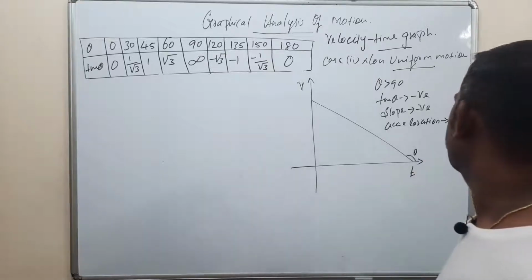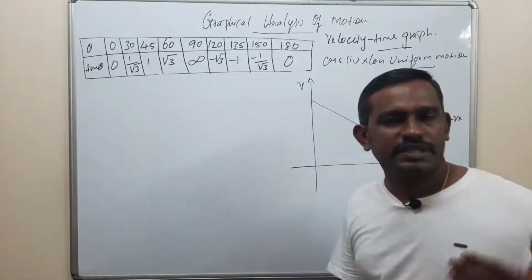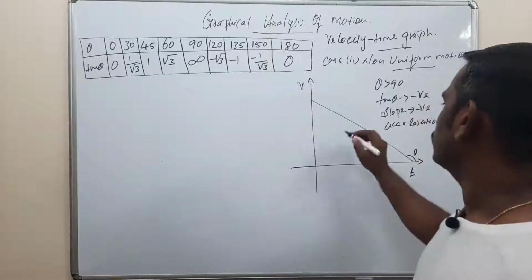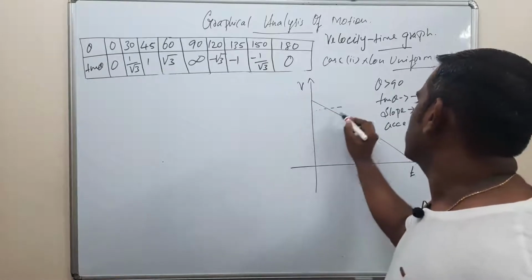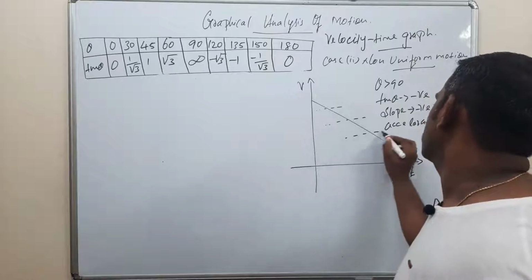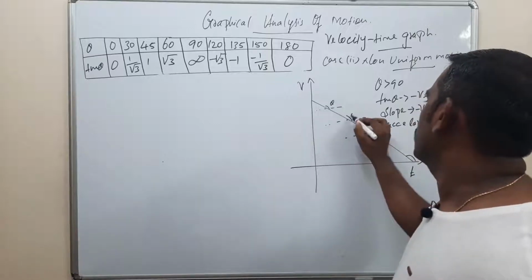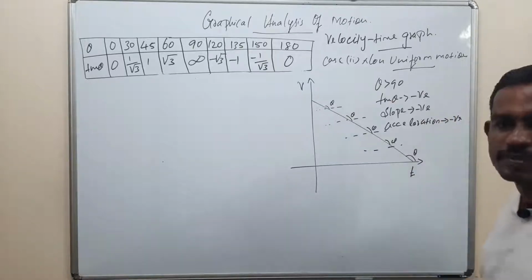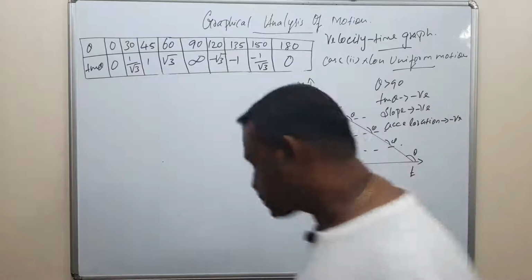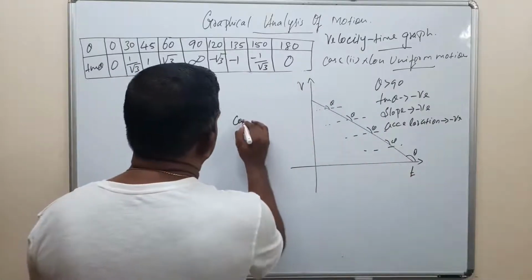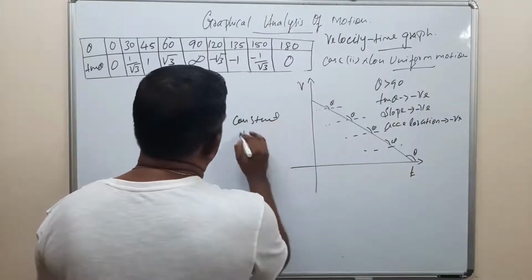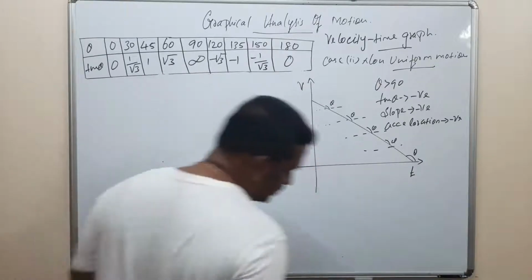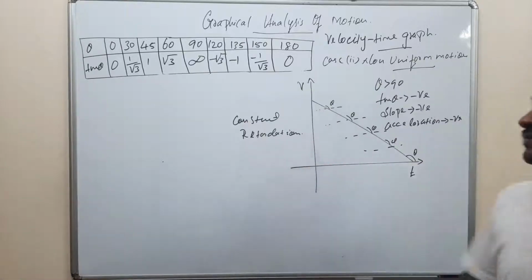Acceleration negative means it is retardation. If you find the slope at each and every point, the slope is constant, so acceleration is also constant. So it is constant retardation.